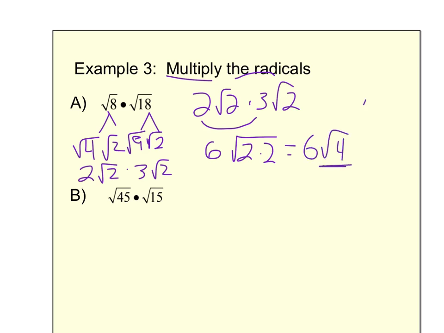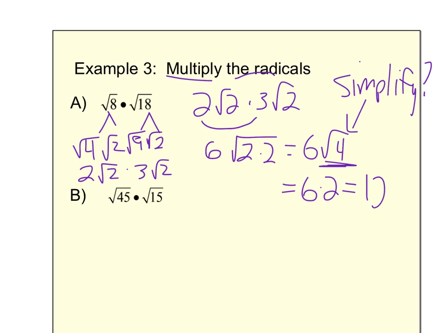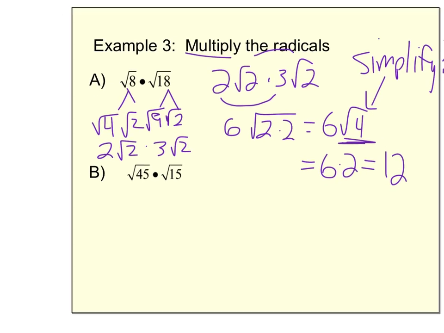Well, now check this. Look at this again. All right, can you simplify it? In this one, absolutely. Square root of 4 is just 2. So this just becomes 6 times 2. So my final answer will be 12. Okay, so all I did was break that apart by number.